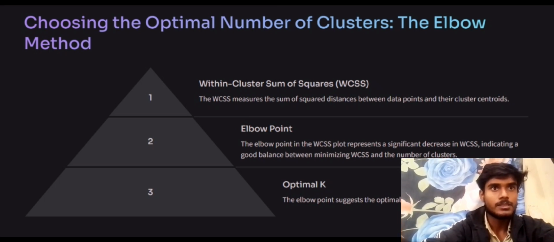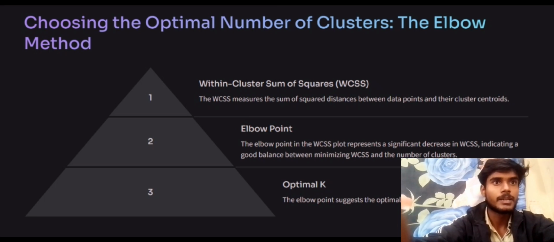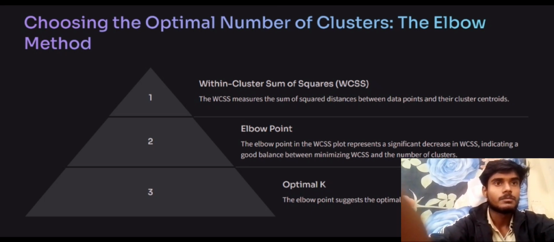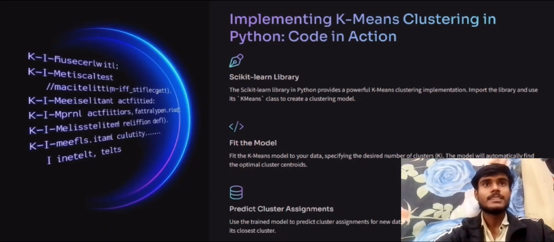The elbow point is the point on the within-cluster sum of squares plot representing a significant decrease in within-cluster sum of squares, indicating a good balance between minimizing it and the number of clusters. Optimal K: the elbow point suggests the optimal K. On another topic, implementing K-means clustering in Python.